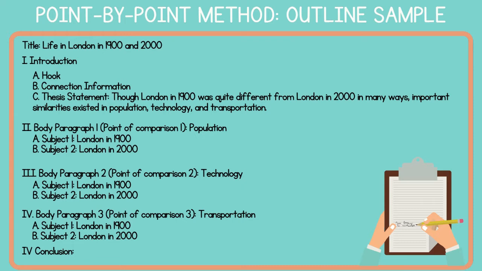In point-by-point method, information about the two subjects is contained within each paragraph, thus making the writer's comparison or contrast much easier for readers to understand. In this method, the writer discusses one point of comparison about both subjects first, before discussing the second point of comparison about both subjects, and then the third point of comparison. Here is an example of an outline using point-by-point method.